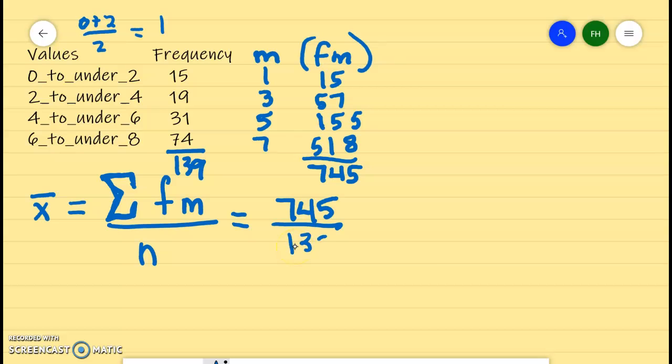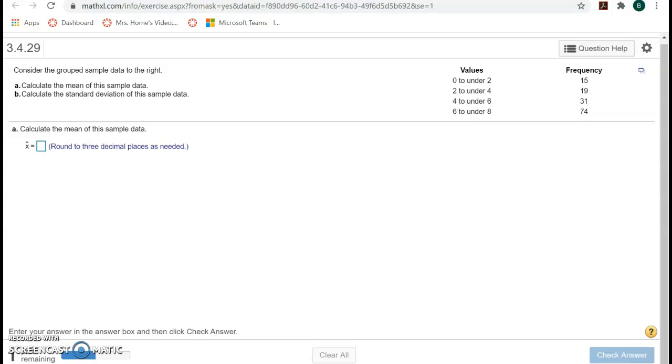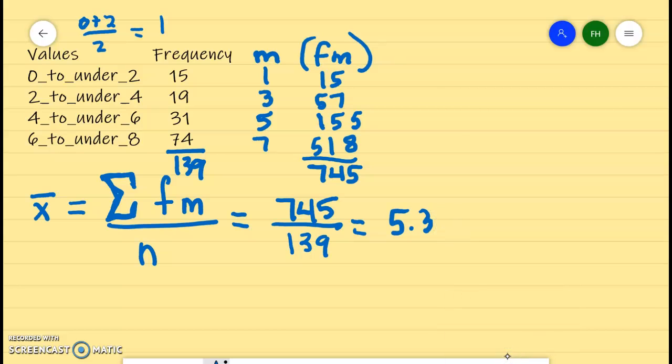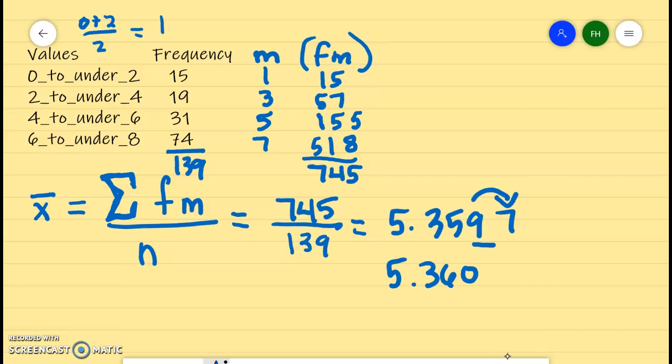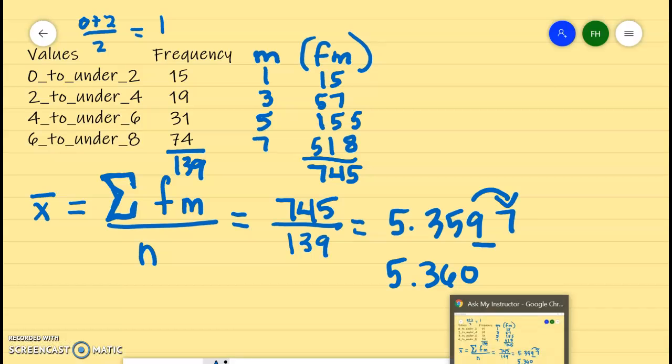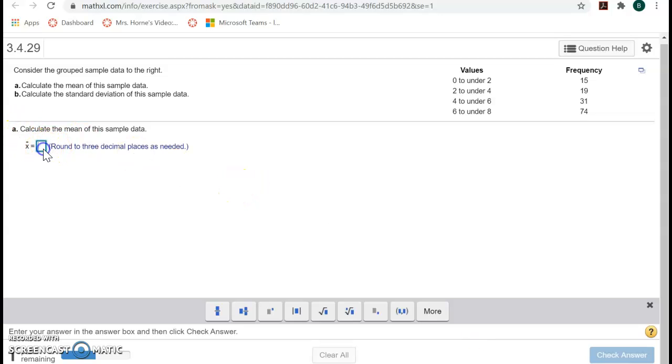So N would be 139, and then you would divide, and you would get 5.359. I think we're rounding to 2 decimal places. So 5.36, let me see. No, 3 decimal places. So this would be 5.3597. So the 9 would round up to a 10. So it would be 5.360. So let's look at that. 5.360.